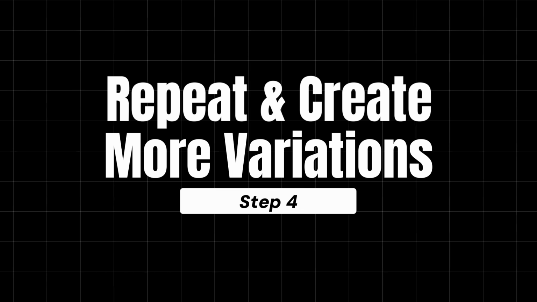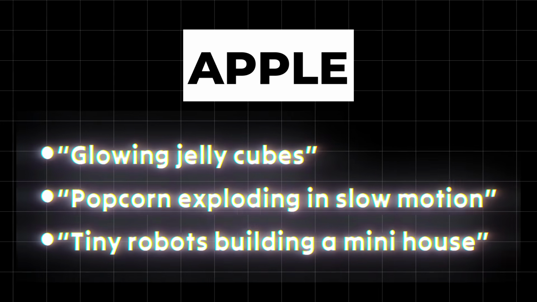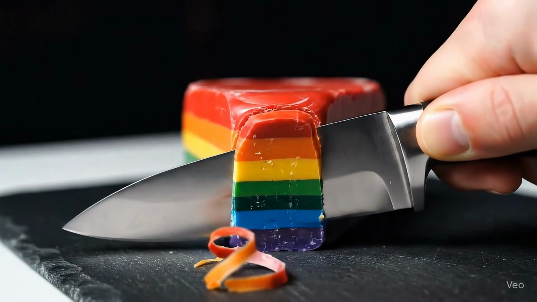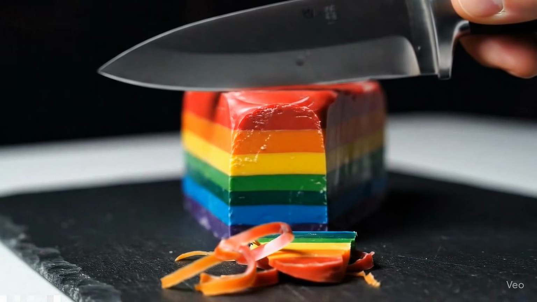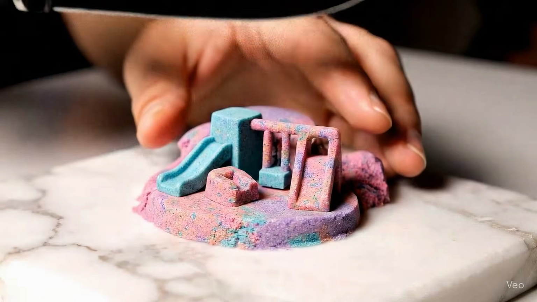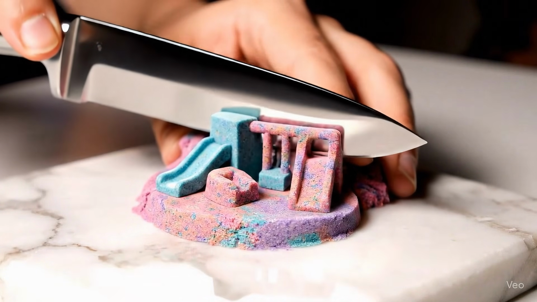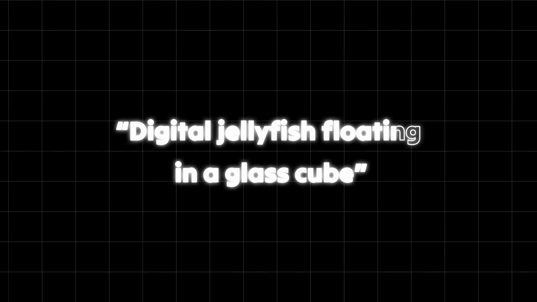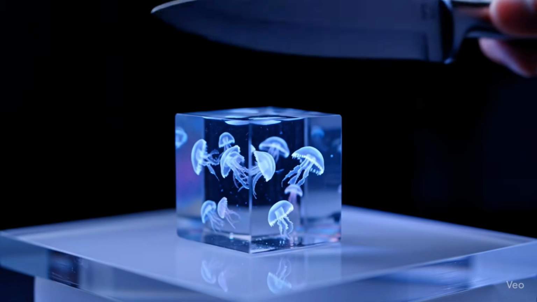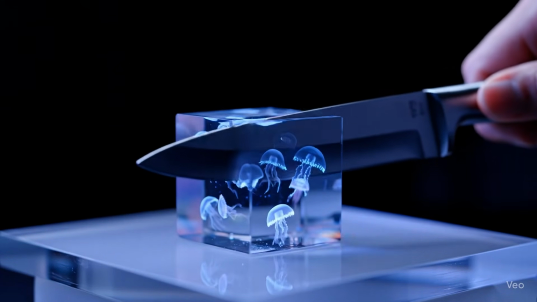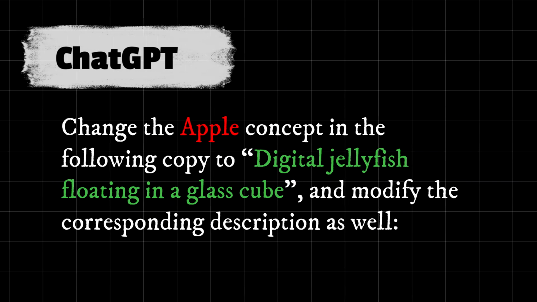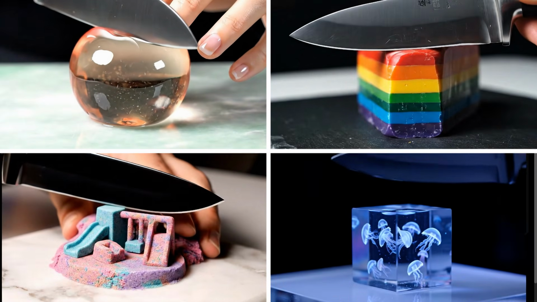Step 4. Repeat and create more variations. Let's try another one. You can change the concept to something else, like cutting rainbow crayons. A tiny kinetic sand playground. Digital jellyfish floating in a glass cube. All you need to do is swap out the main object in the prompt, run it through the same steps, and boom, a totally new video.